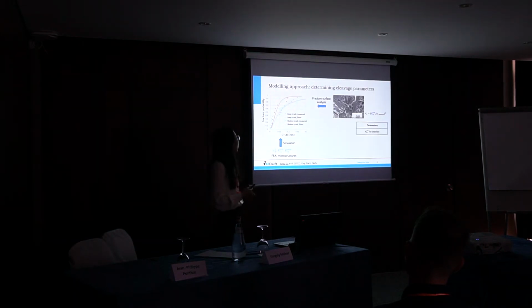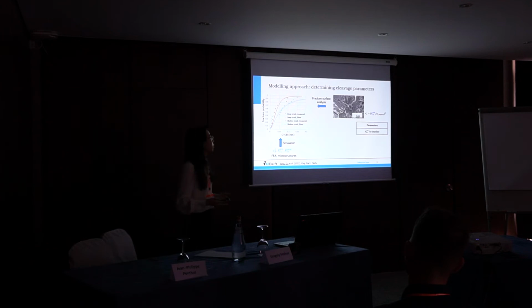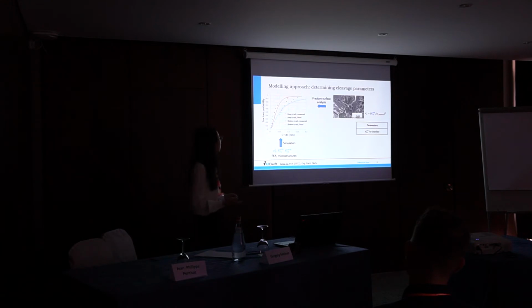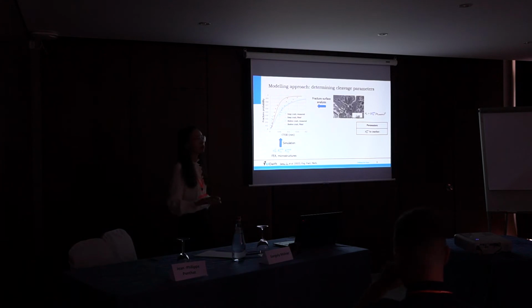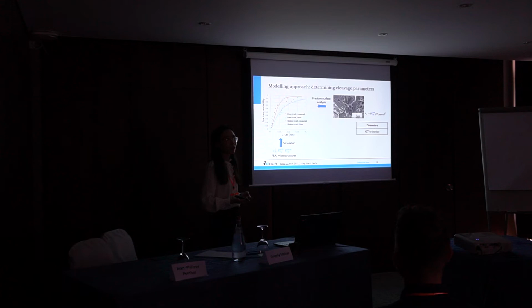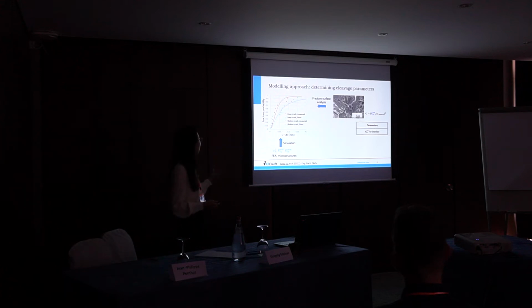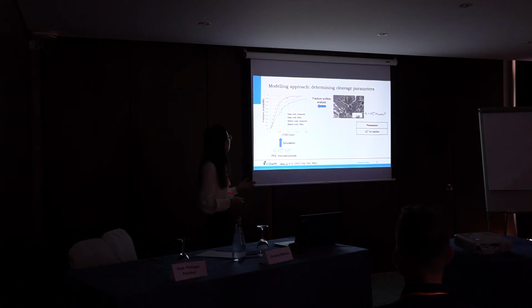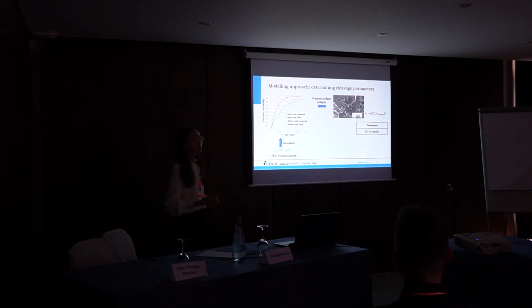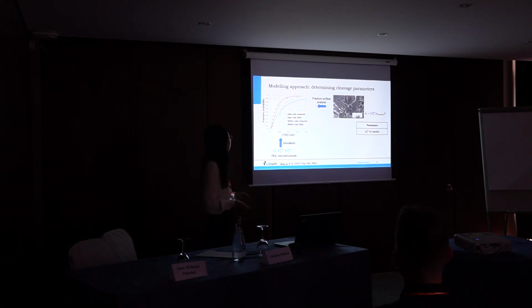We are using this method to determine the cleavage parameters. So we can use those cleavage parameters to predict and improve the microstructure of steels. Here the input is the finite element analysis, which generates the stress distribution for a certain load increment. And we have the microstructure of the grains and the inclusions. And we assume the inclusions are randomly distributed in front of the crack tip.